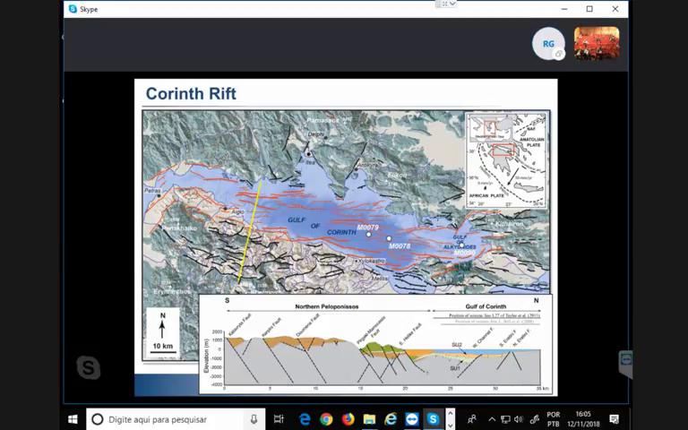So this cross-section through the rift in the western part, going from south on the left to north on the right, shows a typical profile of a series of tilted fault blocks. The Corinth Gulf is the blue colour here. So it's fairly typical in terms of the fault block size and the throw on these faults of many rifted margins.